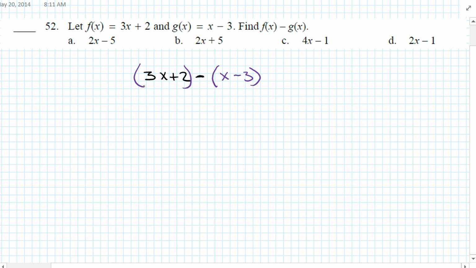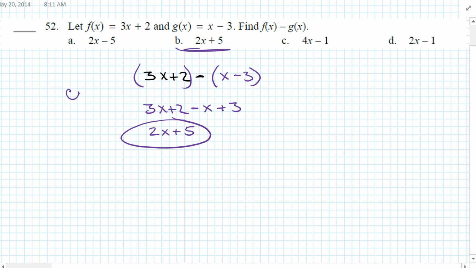And this matters because a lot of you guys won't distribute this negative sign, right? So I'm going to rewrite this as 3x plus 2. Now I'm going to distribute this negative sign: minus x plus 3. Because pretend that's a negative 1 and we just distribute a negative 1. Now, sum like terms. So I get 2x plus 5. That's correct.